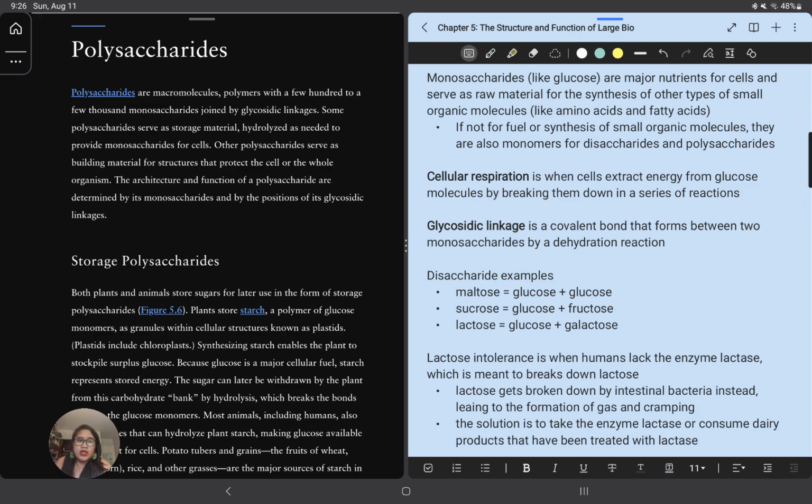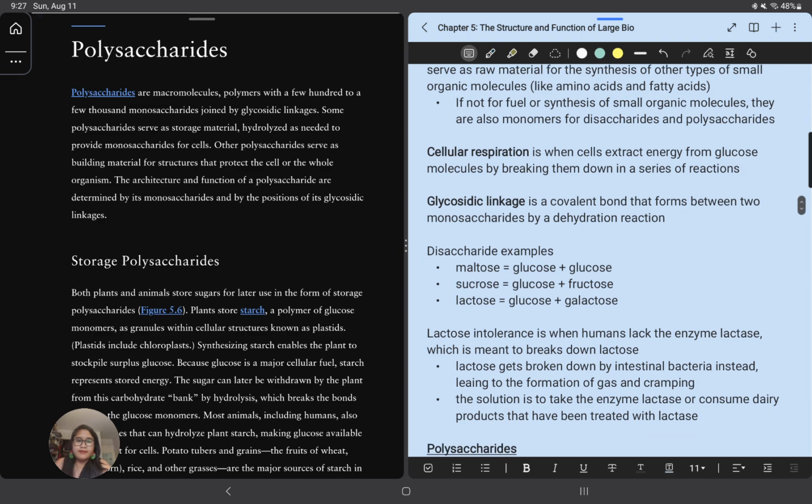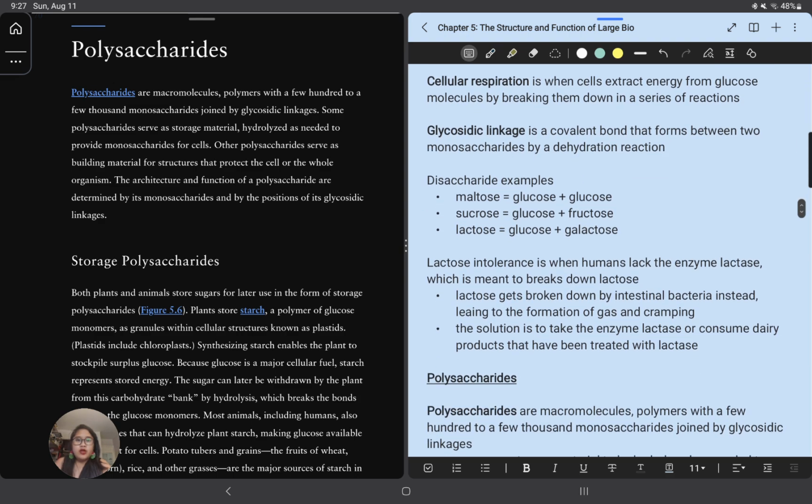Monosaccharides, like glucose, are major nutrients for cells and serve as raw material for synthesis of other types of small organic molecules, like amino acids and fatty acids. If not for fuel or synthesis of small organic molecules, they are also monomers for disaccharides or polysaccharides. Cellular respiration is when cells extract energy from glucose molecules by breaking them down in a series of reactions. And glycosidic linkage is a covalent bond that forms between 2 monosaccharides by a dehydration reaction.